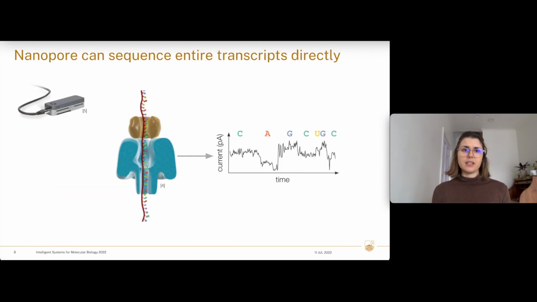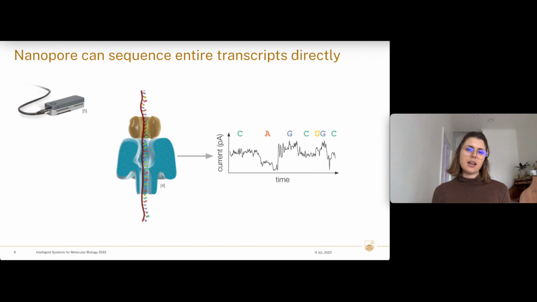Nanopore, on the other hand, is a long-read sequencing platform that allows the sequencing of individual molecules directly. The way that it works, for those unfamiliar, is you have a nanopore with an ionic current flowing through it. As an RNA or DNA strand passes through that pore, the fluctuations in the ionic current can be recorded, and from those fluctuations you can infer what the sequence of bases was in the strand.